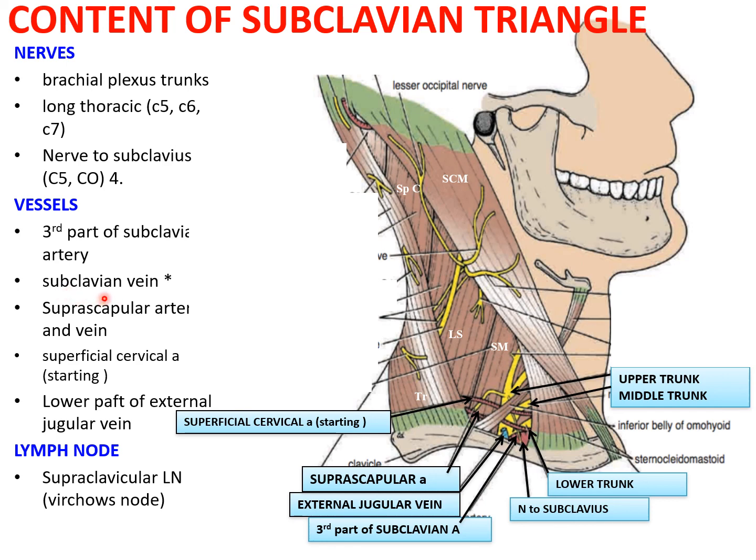Then apart from this, the terminal part or the lower part of the external jugular vein, over here you can see, pierces the investing layer of the deep fascia and opens into the subclavian vein. Before opening in the subclavian vein, the external jugular vein receives tributaries from the transverse cervical, suprascapular and the anterior jugular veins.